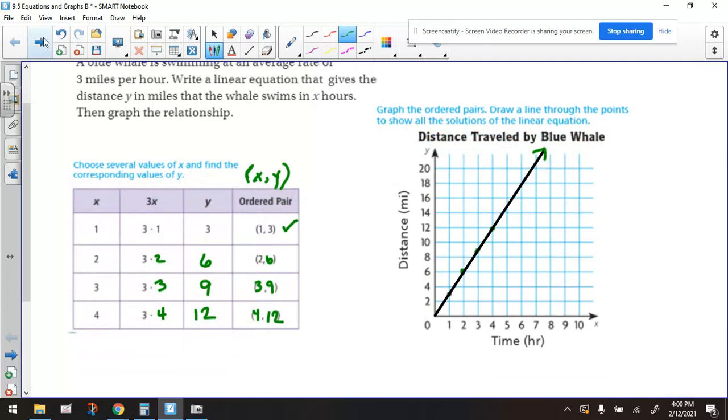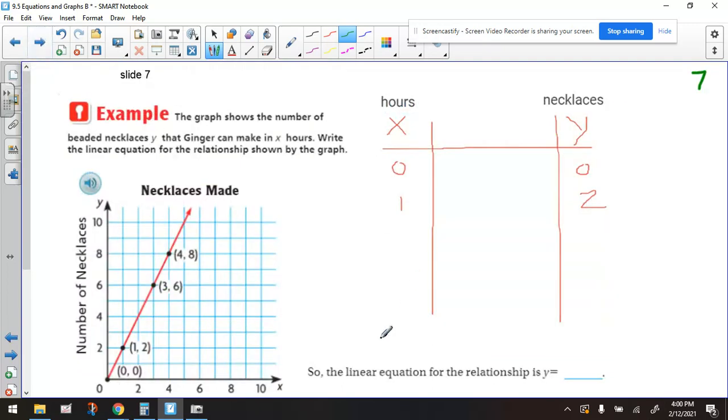All right, let's take a look at the next question. This is slide 7, by the way, on your Jamboard. It says, the graph shows the number of beaded necklaces Y that Ginger can make in X hours. Write the linear equation for the relationship shown by the graph. All right, and they give us these points. So what we need to do is we need to make a t-table. I call it a double t-table because what I like to do is I like to try to figure out what the function is in the middle.